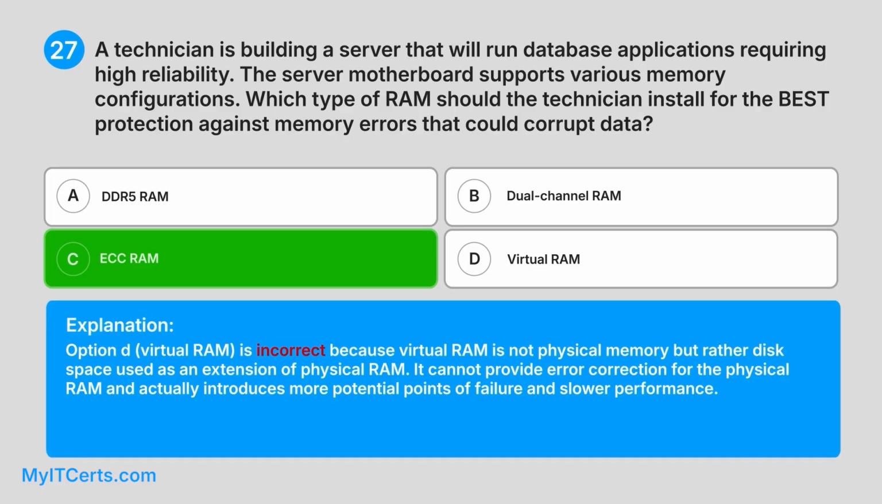Option D is incorrect because virtual RAM is not physical memory, but rather disk space used as an extension of physical RAM. It cannot provide error correction for the physical RAM and actually introduces more potential points of failure and slower performance.